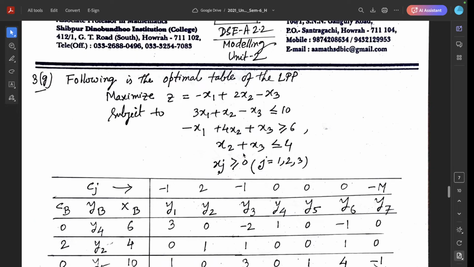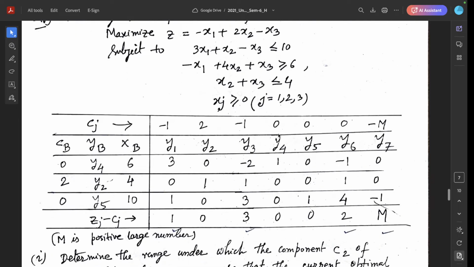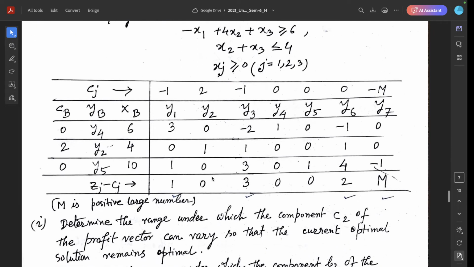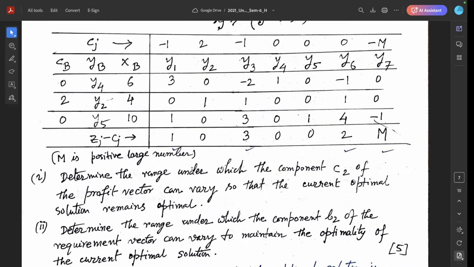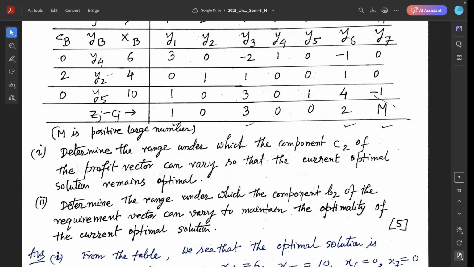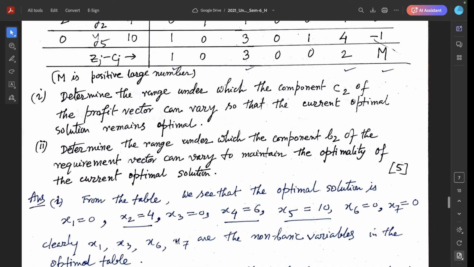Next question. Following is the optimal table of the LPP, maximize z subject to these constraints. This is the final table. The question is: determine the range under which the component C2 of the profit vector can vary so that the current optimal solution remains optimal, and determine the range under which the component B2 of the requirement vector can vary to maintain the optimality of the current optimal solution.